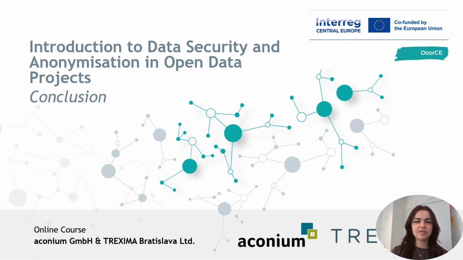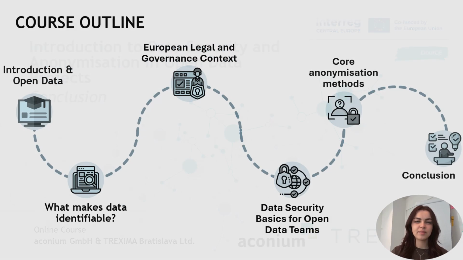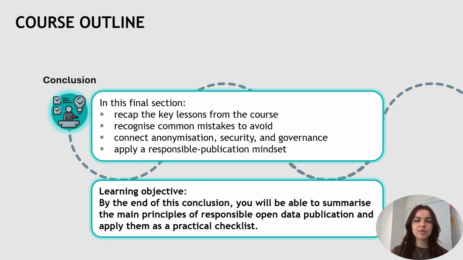Welcome to the final section of this course on Introduction to Data Security and Anonymization in Open Data Projects. The best way to close the course is to reconnect the individual lessons into one practical publication process. Each previous lesson added one part of the overall picture. We started with the value and risk of open data. We then looked at identifiability, legal and governance responsibilities, secure handling, and practical anonymization methods. The conclusion brings these points back to everyday publication decisions.